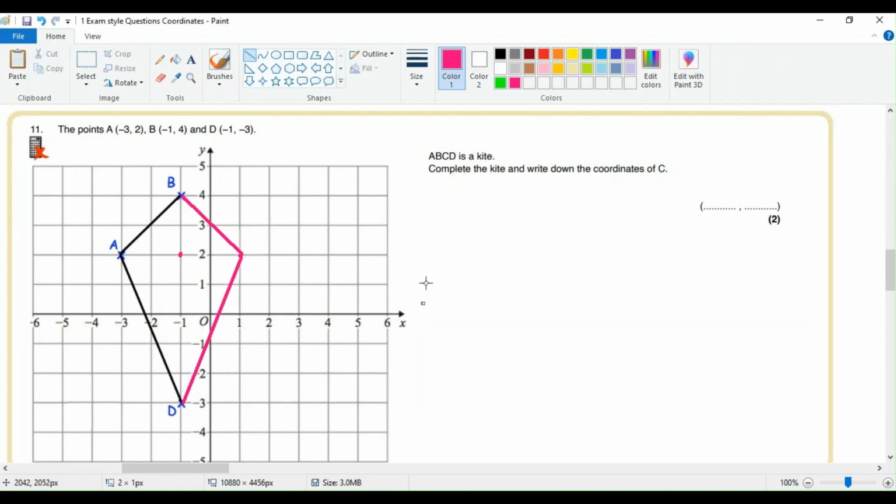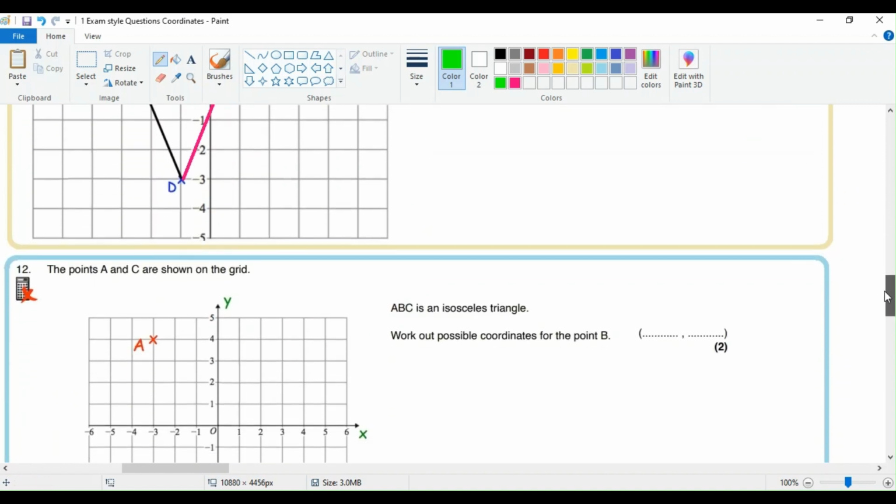You will see that this is taking the shape of a kite. Now when it comes to finding the coordinates, they are going to be 1 and 2. So this point C is (1, 2). Both are positive. Moving on to the next question.